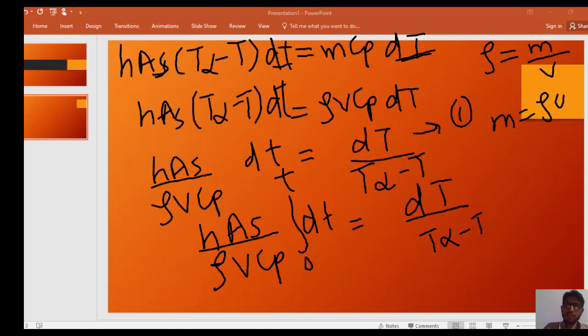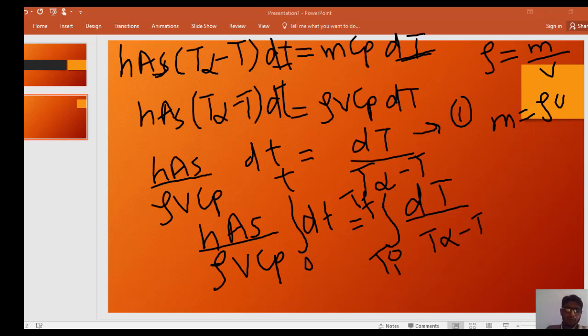So temperature changes with time, so the integral sign is with temperature and time only, and the other thermodynamic and physical properties are assumed to be constant in this case. The temperature at time t equal to 0 was some initial temperature Ti. At time t, the temperature was, suppose, Tf, which is the final temperature.